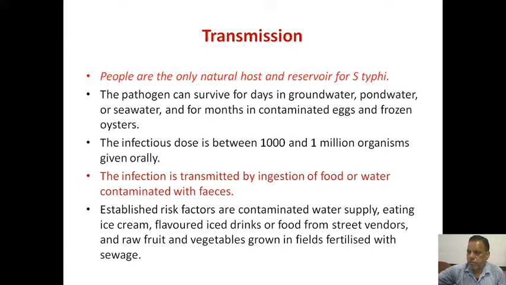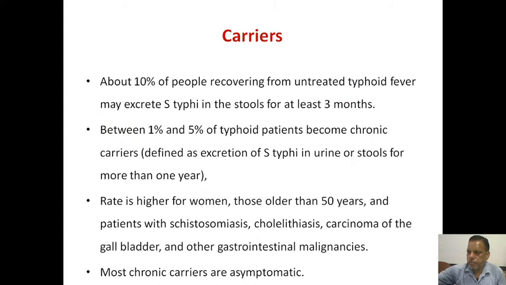And as far as food is concerned, which can lead to transmission: raw fruit and vegetables grown in fields fertilized with sewage, and cauliflower, if not cooked properly or washed properly, can act as sources of transmission of enteric fever.